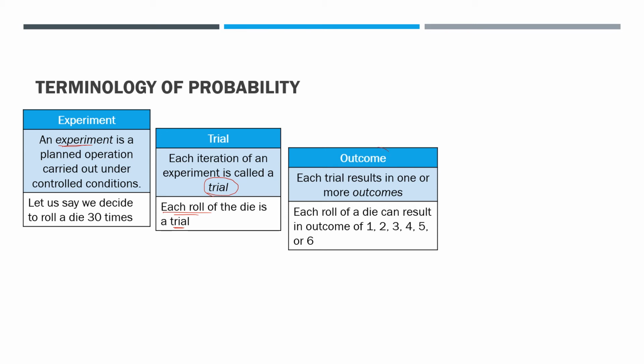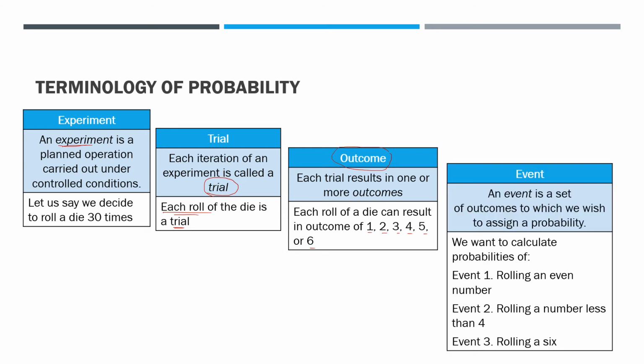We've already used this word outcome multiple times in this tutorial so far. In each trial, what are the possible outcomes? So in our die example, each roll of a die can result in 1, 2, 3, 4, 5 or 6. So these are 6 possible outcomes of each trial. So that is this word outcome.